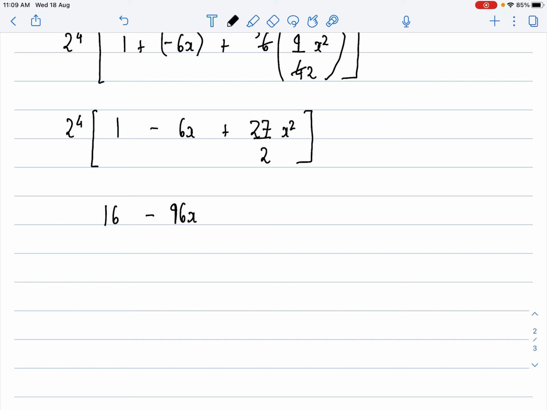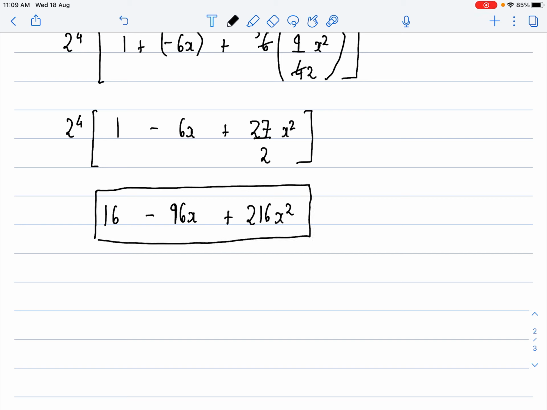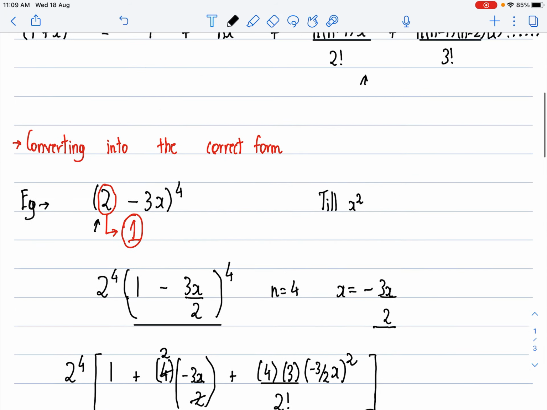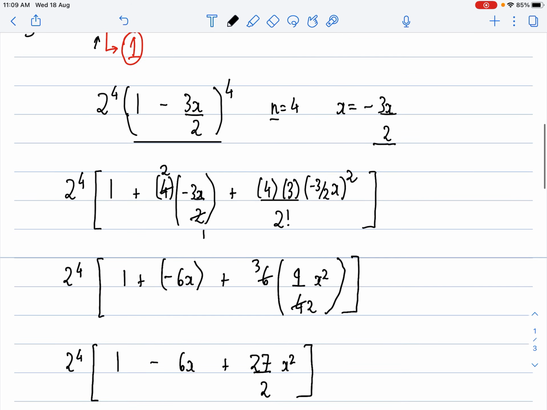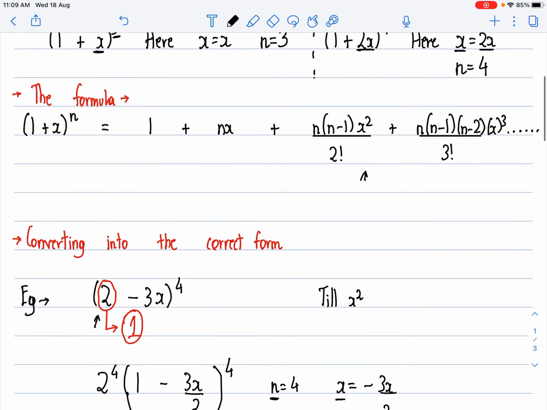Correct? Now you simply do 2 raised to 4 multiplied by, which is basically 16 multiplied by 27, and you divide it by 2. So you basically get 216x square. So this thing here is basically your final answer. Got it? So the steps are basically: write it in the correct form, once you get it in the correct form, identify your n and identify your x, then basically just substitute it into this formula.